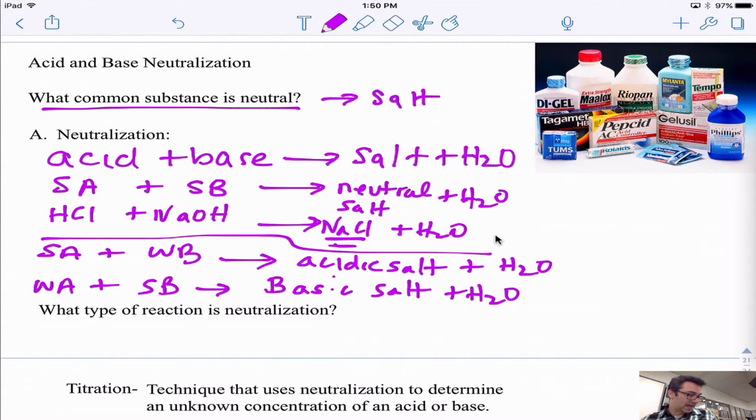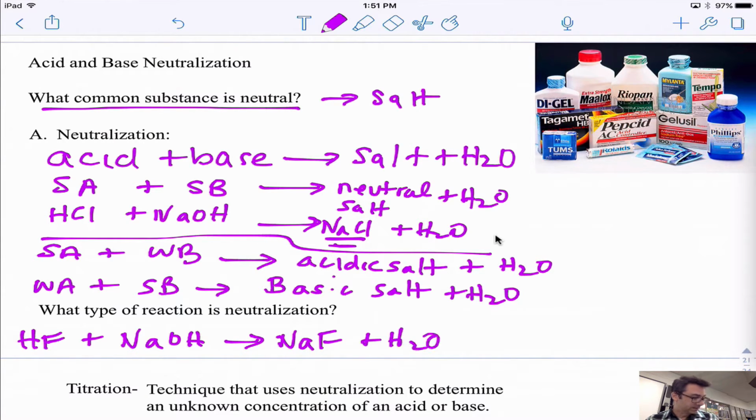An example of a weak acid and a strong base neutralizing each other would be something like HF neutralizing a strong base like NaOH, and what you'll produce is NaF and H2O. In this case, it was a weak acid and a strong base. The result is a basic salt. If I gave you some NaF, the salt is a solid, and you dissolved it in water and measured its pH, it would not be 7. It would be slightly higher than 7, probably around 8 or 9.